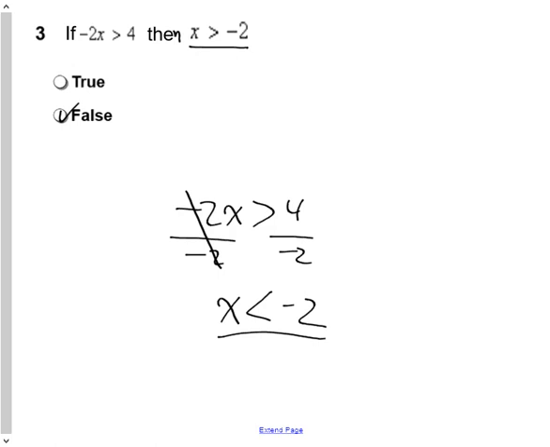Another way you could have done that is taken any value that was greater than -2. For example, 0 is greater than -2. And if I substitute 0 into that inequality, 0 is not greater than 4, so therefore it's not true. So even though 0 is a value that is greater than -2, it will not work in this inequality.